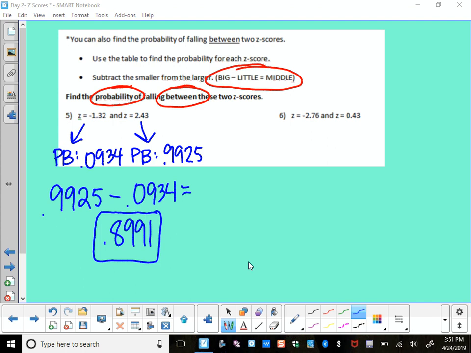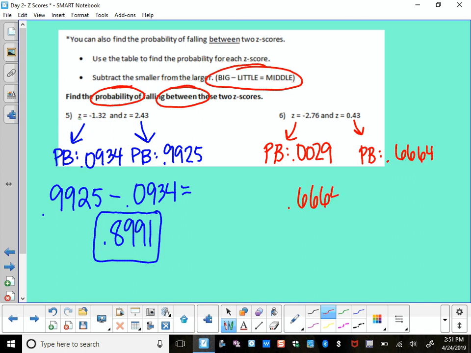Good. Jeremy, are you getting this? My prob below for number 6 for negative 2.76 was 0.0029. The prob below for 0.43 was 0.6664. So then Chenny did 0.6664 minus 0.0029, and your answer was 0.6635.